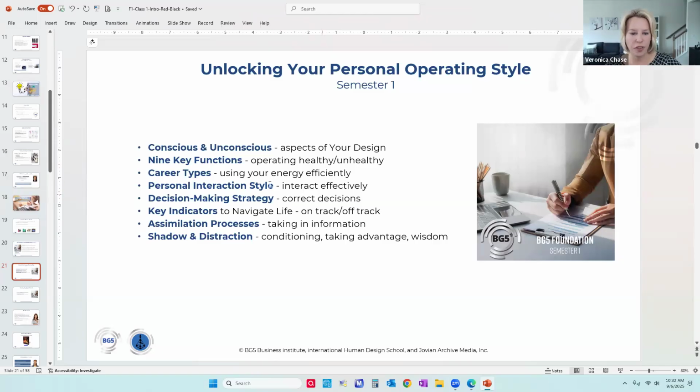And then, of course, the whole thing of decision making is huge. What is your process for correct decisions, and where are you likely getting pulled off track from your conditionings? We'll talk about all of that. We'll get into the key indicators for navigating life to keep you on track and notice when you're off track.